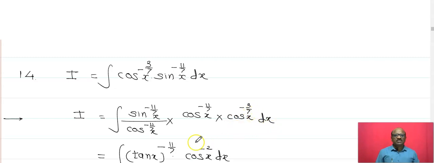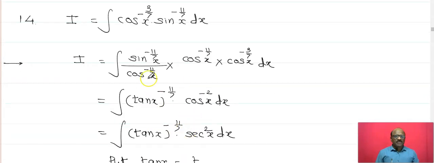And here, what term did we adjust? We multiplied and divided by cos x raised to minus 11 upon 7. Now sin x raised to minus 11 upon 7 upon cos x raised to minus 11 upon 7 is nothing but tan x raised to minus 11 upon 7. But what about here? Cos x raised to minus 11 upon 7 into cos x raised to minus 3 upon 7 will become minus 14 upon 7, that is, cos x raised to minus 2 into dx.